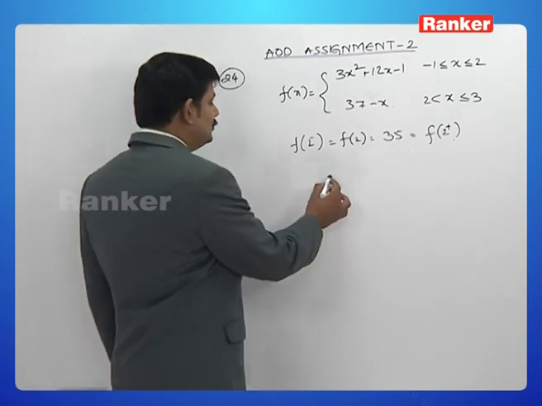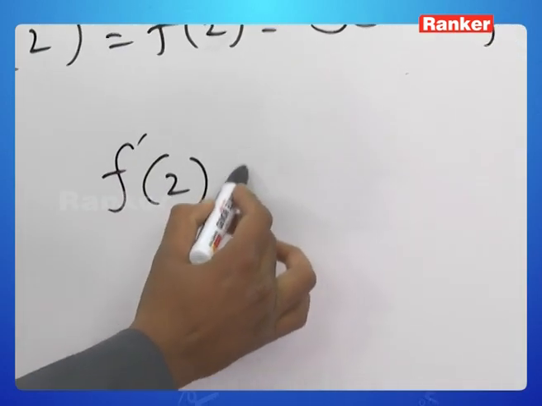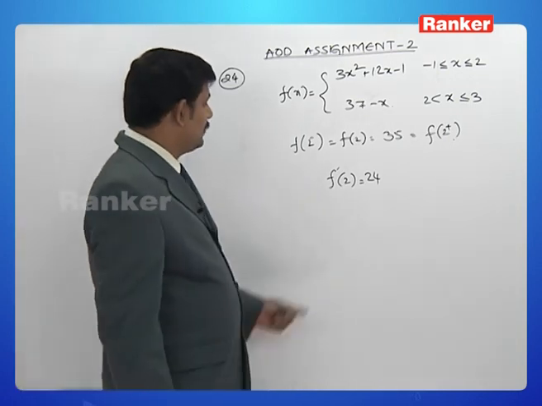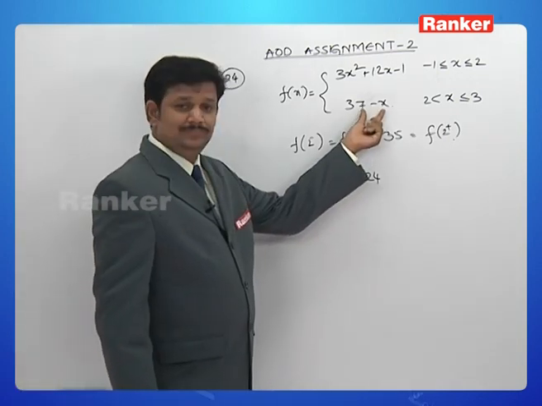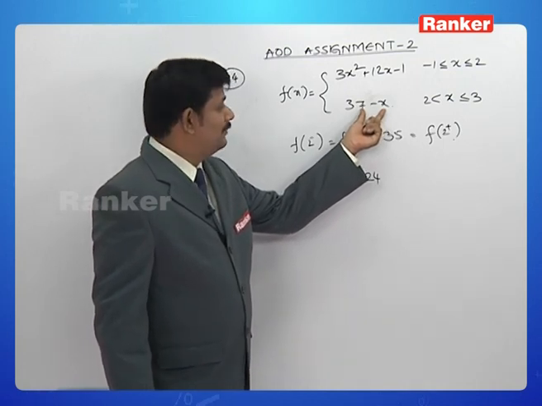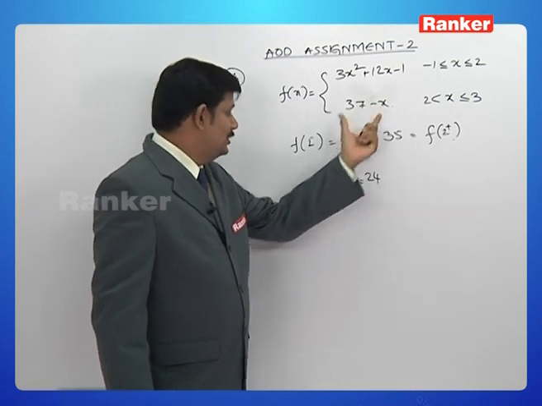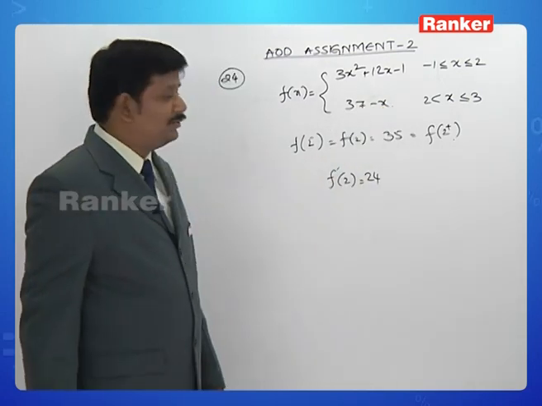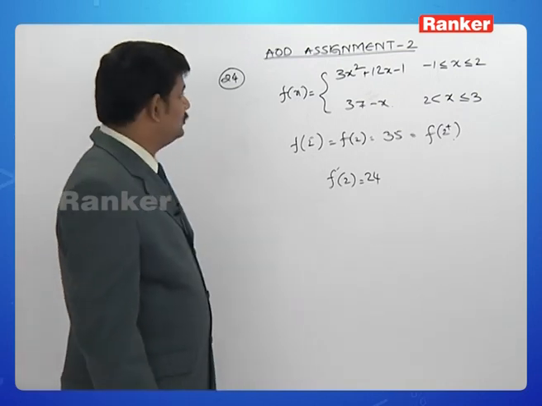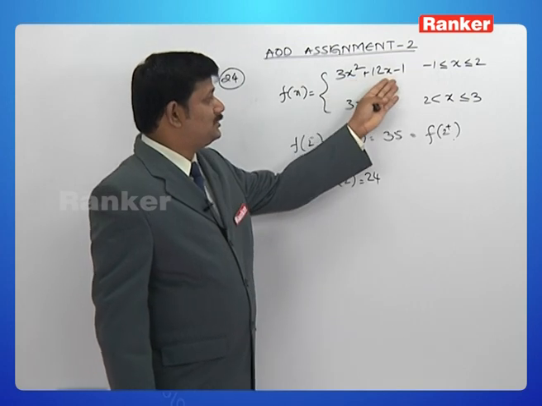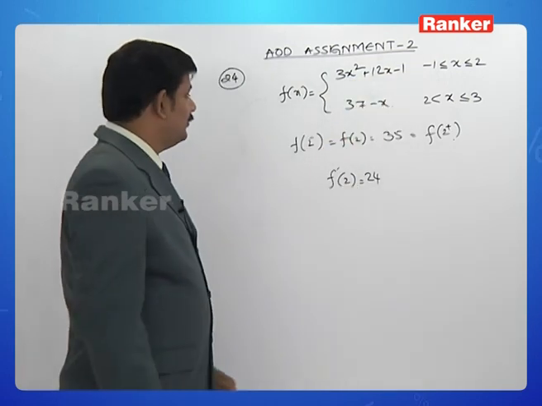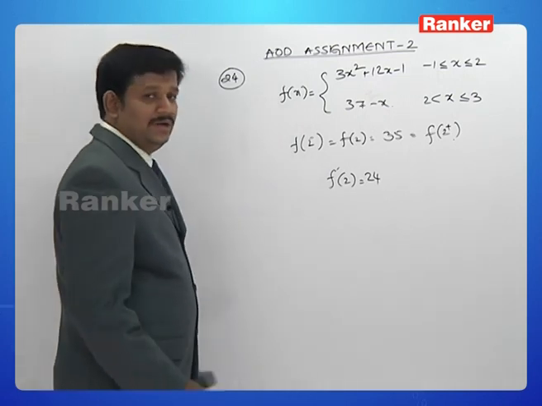F dash of 2 is given to be 24 in option C. We can see right hand derivative at 2 is minus 1. So, obviously, f dash of 2 cannot be 24. Either the function is not differentiable or derivative will be minus 1 throughout. The function is not differentiable because left hand derivative is positive, right hand derivative is negative, they are never equal. So, function is not differentiable at 2.